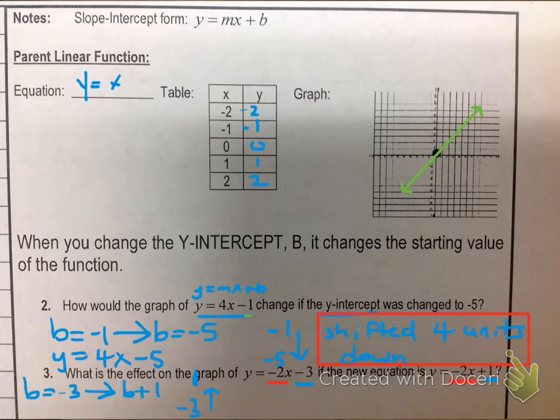Okay, well, how many units do we have to go up to get to 1? Well, we went from negative 3 to negative 2, that's 1 unit. Negative 2 to negative 1, that's 2 units. Negative 1 to 0, that's 3 units. And then we went from 0 to 1, that's 4 units. So we actually shifted up 4 this time. So you would write the graph shifted 4 units up.